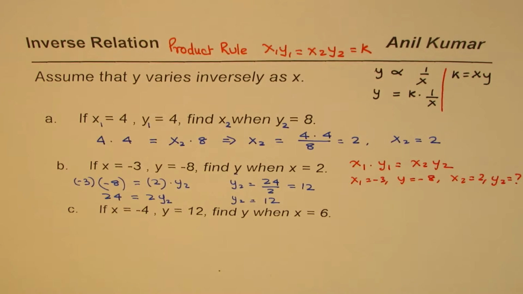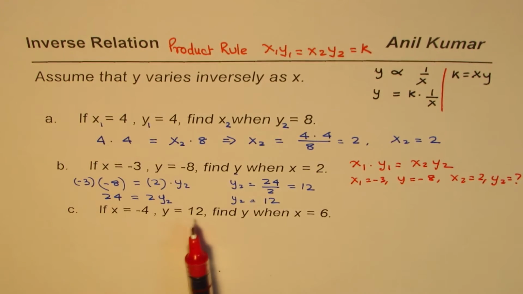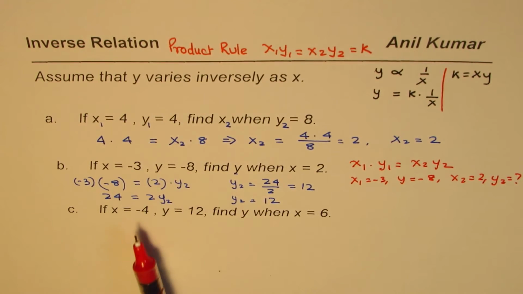Now part C for you. x is negative and y is positive. Find y when x equals 6. Well, can you solve this question? So try it out. In the first case, we took both positive. In the second case, we took both negative. And this time, we are taking one value negative. Okay. So let's try to solve this equation.